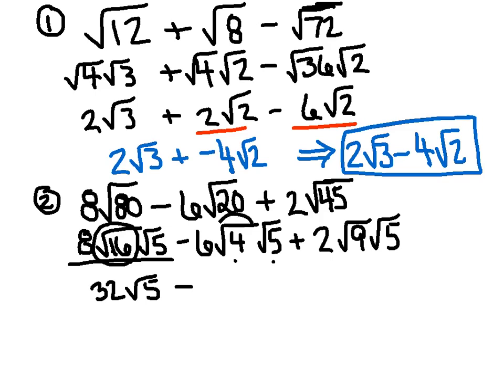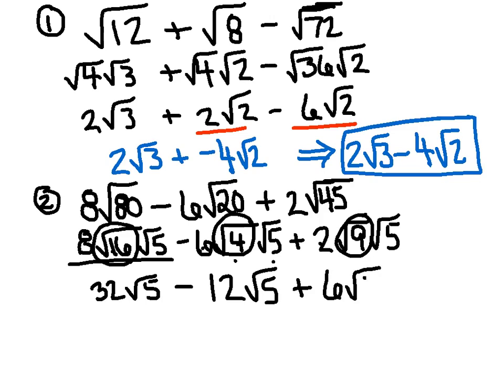Minus, this says 6 times radical 4, which is really 6 times 2, giving me 12 radical 5. And then, let's see, 2 times radical 9 is really 2 times 3, which is 6. And we've got 3 terms, and they're all like terms, so we're going to focus on just the coefficients. 32 minus 12 gives me 20, plus 6 is going to give me 26 radical 5 as my final answer.